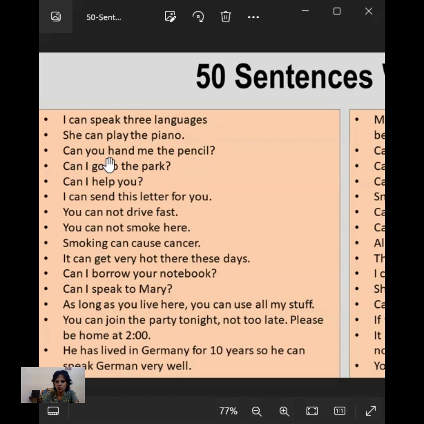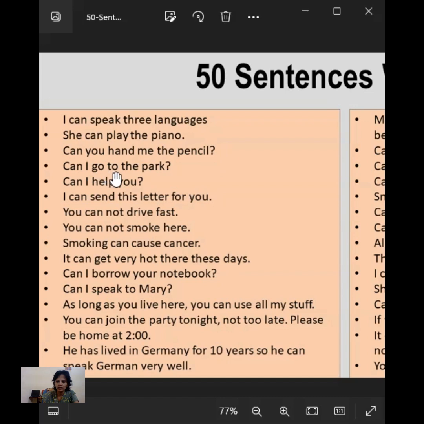And next one, can you hand me the pencil? You need help to get that pencil. You ask help from another person to give the pencil to you.